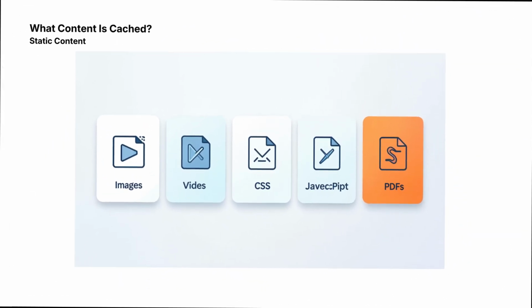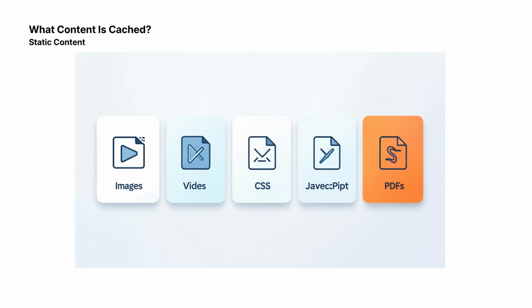CDNs are typically used for static content. Examples include images, videos, JavaScript files, CSS files, PDFs, and product images. Since this content doesn't change frequently, it can be safely stored at edge locations and delivered quickly to users.